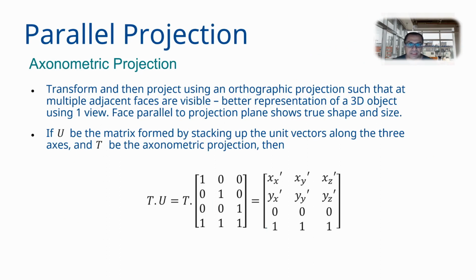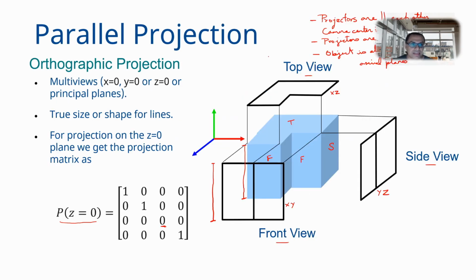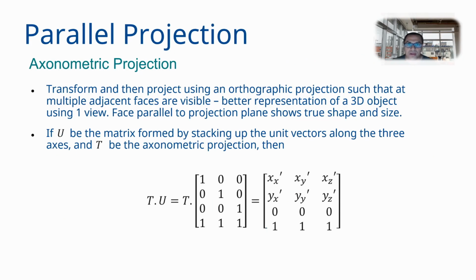In axonometric projection, we are going to relax one of these 3 constraints. We had these 3 constraints, 1, 2, and 3, and we are going to relax the 3rd constraint here. We are no longer going to have the object aligned to the axial planes. So we are going to first transform the object and then project using an orthographic projection, such that multiple faces of the object become visible. This allows us to see the 3D object better in the projection, or on the 2D plane.